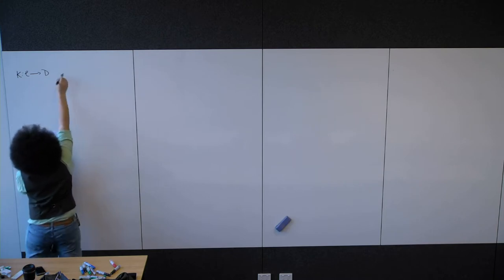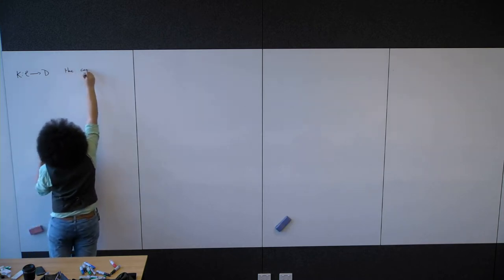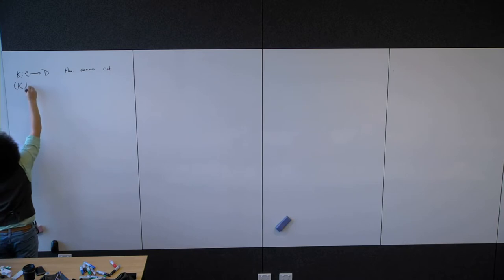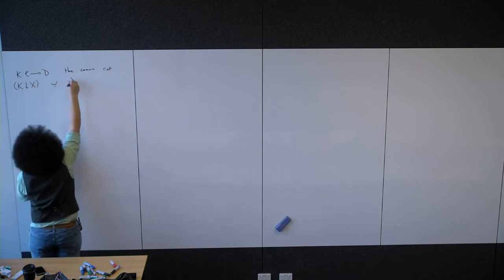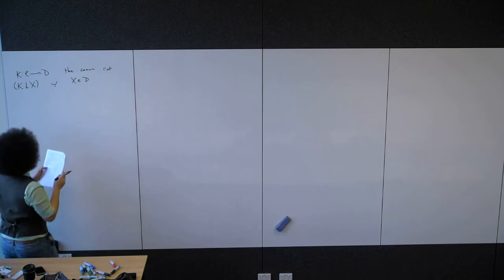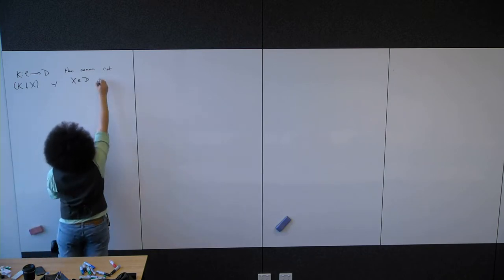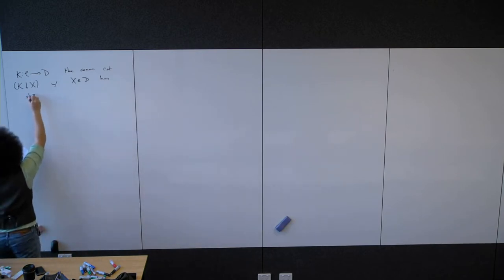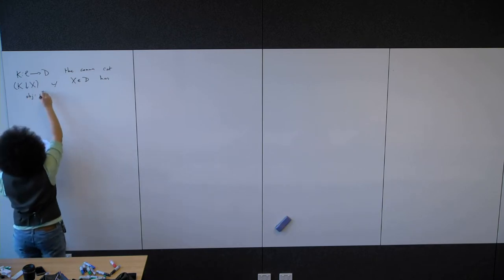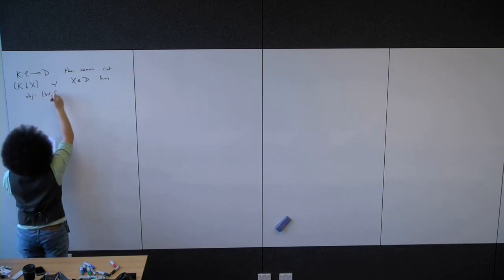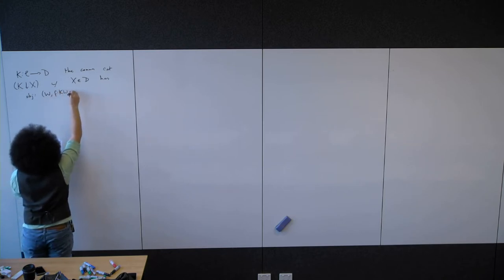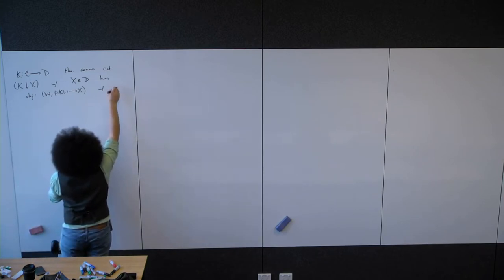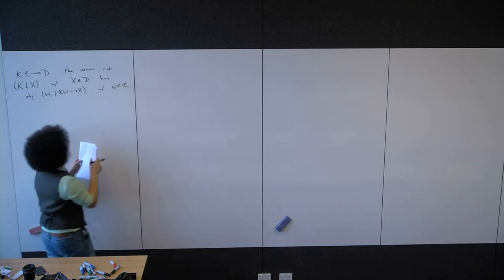Recall that the comma category K over X, with X some object in D, has objects. It has pairs W, F from KW to X, with W an object of C.